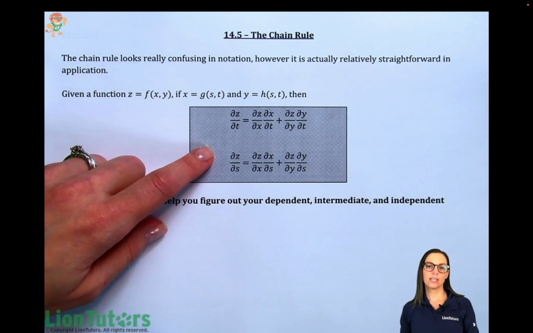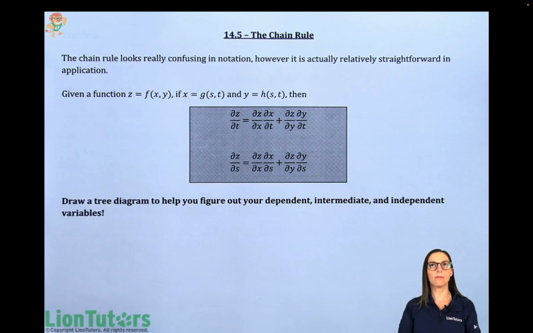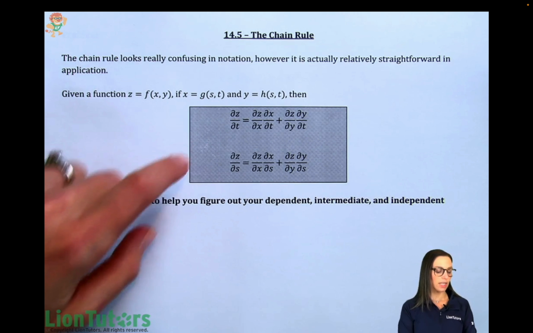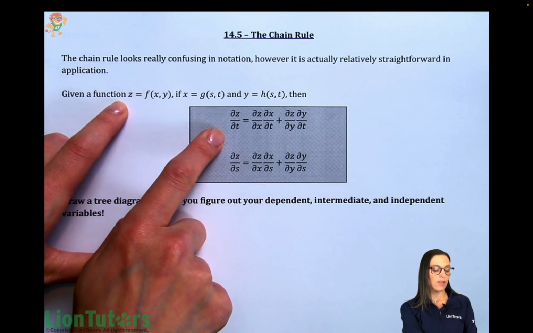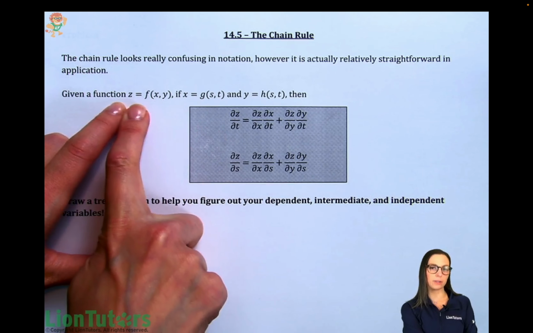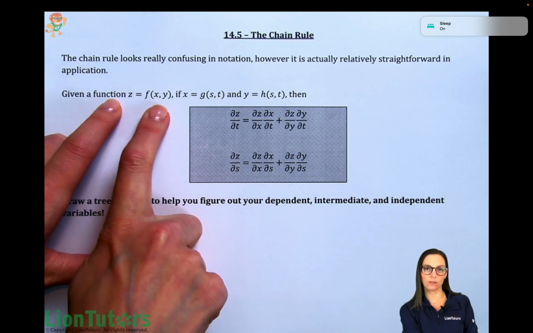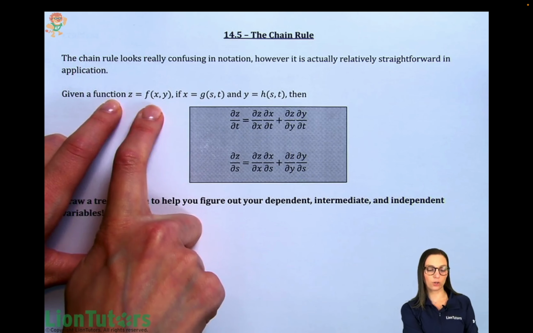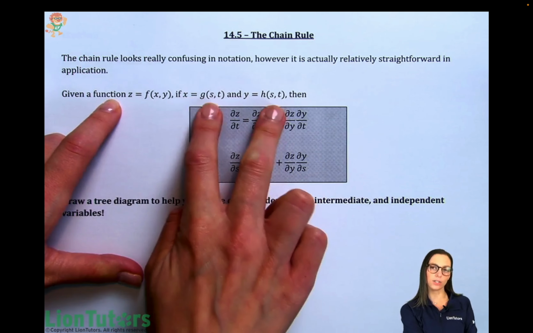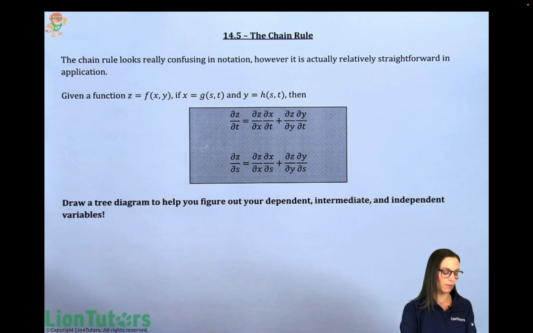The idea here is if you have z as some function of x and y, which are both functions of other variables, and you want to take the derivative of z with respect to t, for example, then you can't go right from z to t because z is not a function of t, z is a function of x and y. So you have to go from z to x or y, and then from x or y to your t's. We'll make sense out of all that.